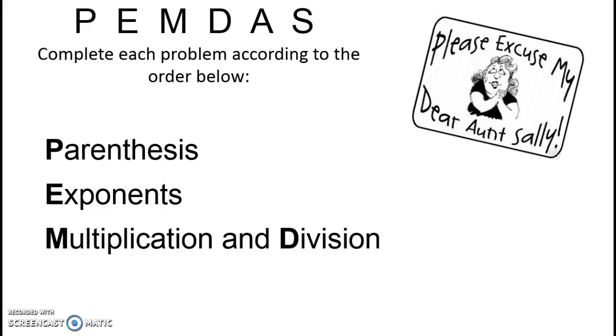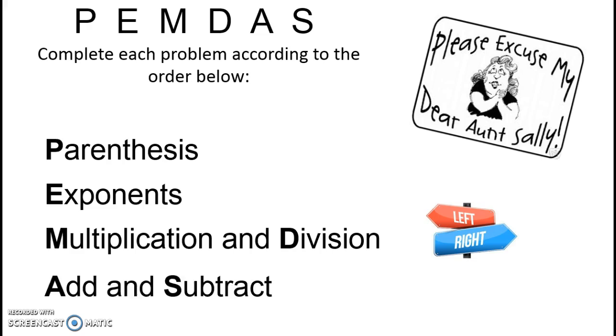Third, we have my dear. Even though those are broken up into two words, those are both in the same step, and those stand for multiplication and division. If they both show up in the same problem, if you have a multiplication sign and a division sign, you simply move from left to right. You do whichever one comes first in the problem. And then finally, we have Aunt Sally. This is the same way. If they both show up in the same problem, then you move from left to right and do whichever one comes first.